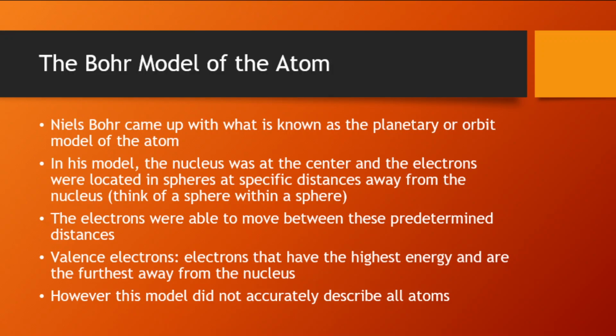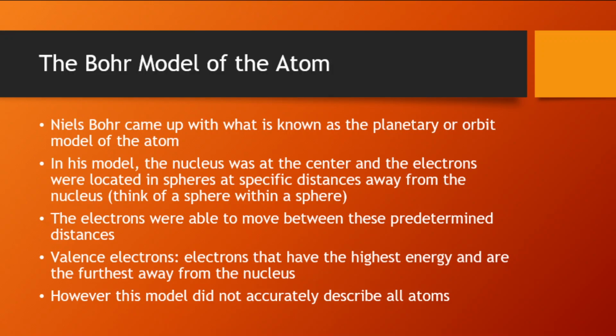When we say planetary or orbit model, think about how the solar system that we live in is arranged. You've got the sun at the center, and then you've got the planets that all orbit around the sun at fixed distances, and they follow a specific path. In the Bohr model of the atom, it's going to follow something very similar.